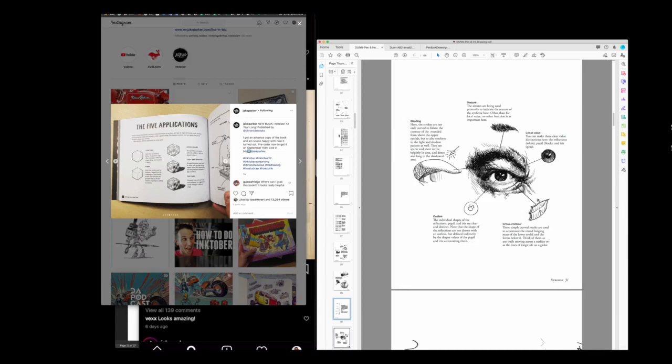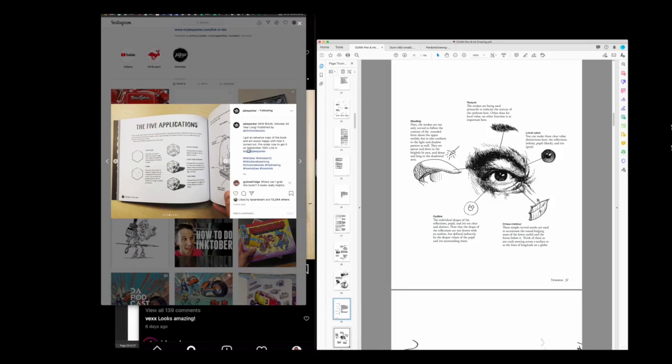Here I have texture. Here he has texture. Here I have local value. He copied that local value. Here I have shading. What does he have? Light and shadow. Here I have outline. What does he have? Contour. What's the difference? The same thing. Here I have cross contour. What does he use? Form. But it's the same thing.